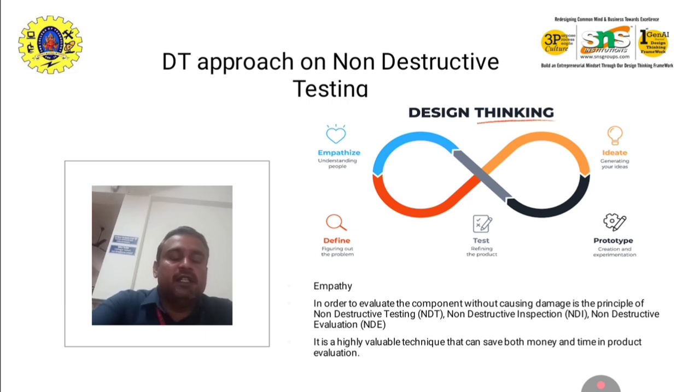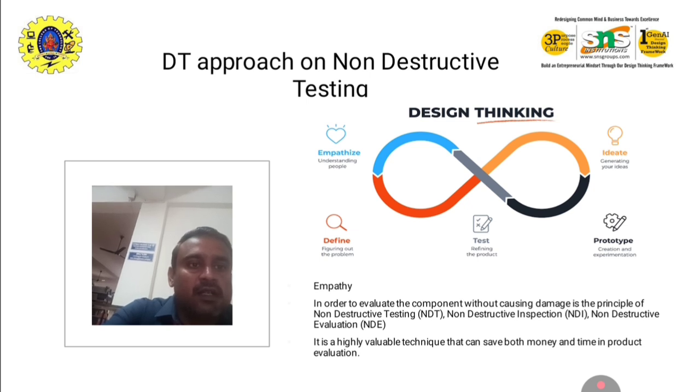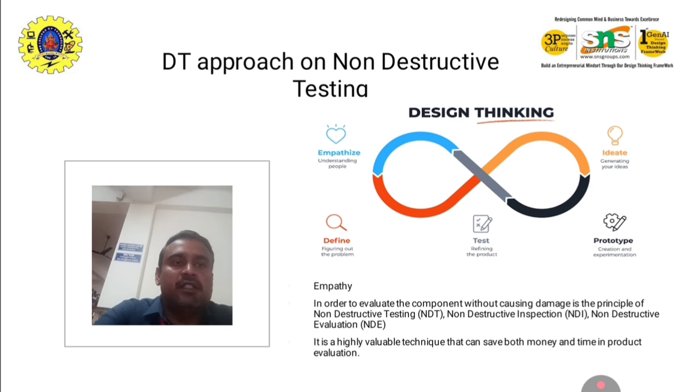So NDT means, very simply, testing the sample or equipment without any damage. In order to evaluate the component without causing damage is the principle of non-destructive testing. So non-destructive testing is a highly valuable technique that can save both money and time in product evaluation. In destructive testing, the material is damaged, but in testing through NDT, the material is not damaged. So testing the sample without any damage, we have different types of testing techniques. For example, we are using ultrasonic testing, liquid penetrant testing, magnetic particle testing, and also visual inspection. That means non-destructive testing.